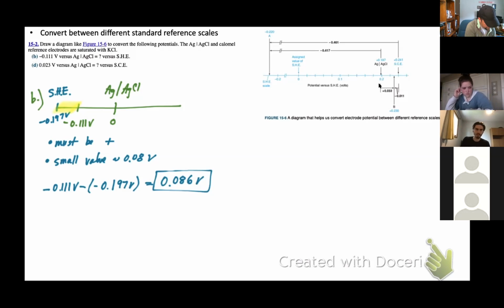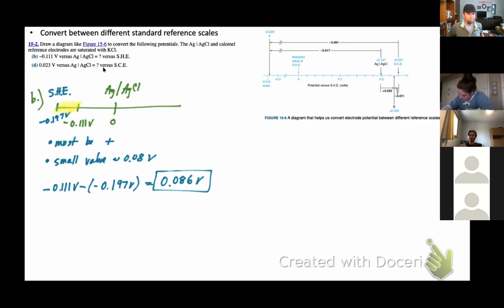15.2. Yep, okay. So let's take a look at my solution for this. I'm not going to do part D. We can look in the back of the book and verify that you're getting that correctly also.